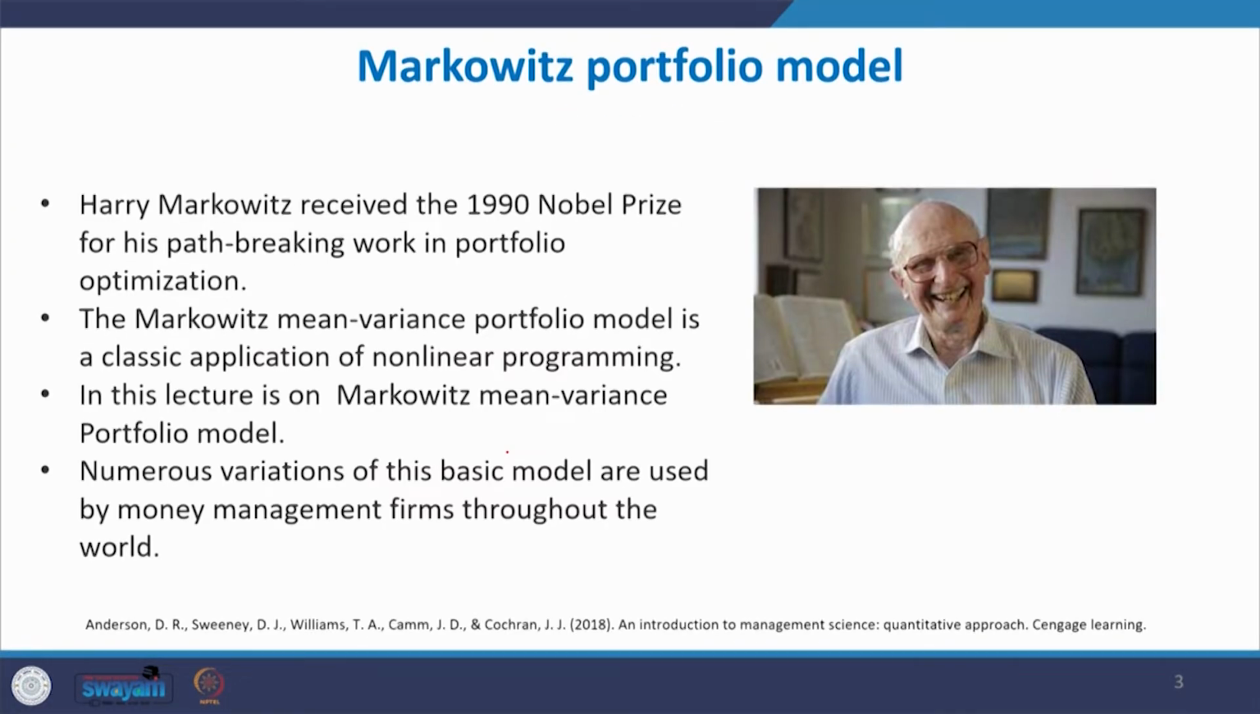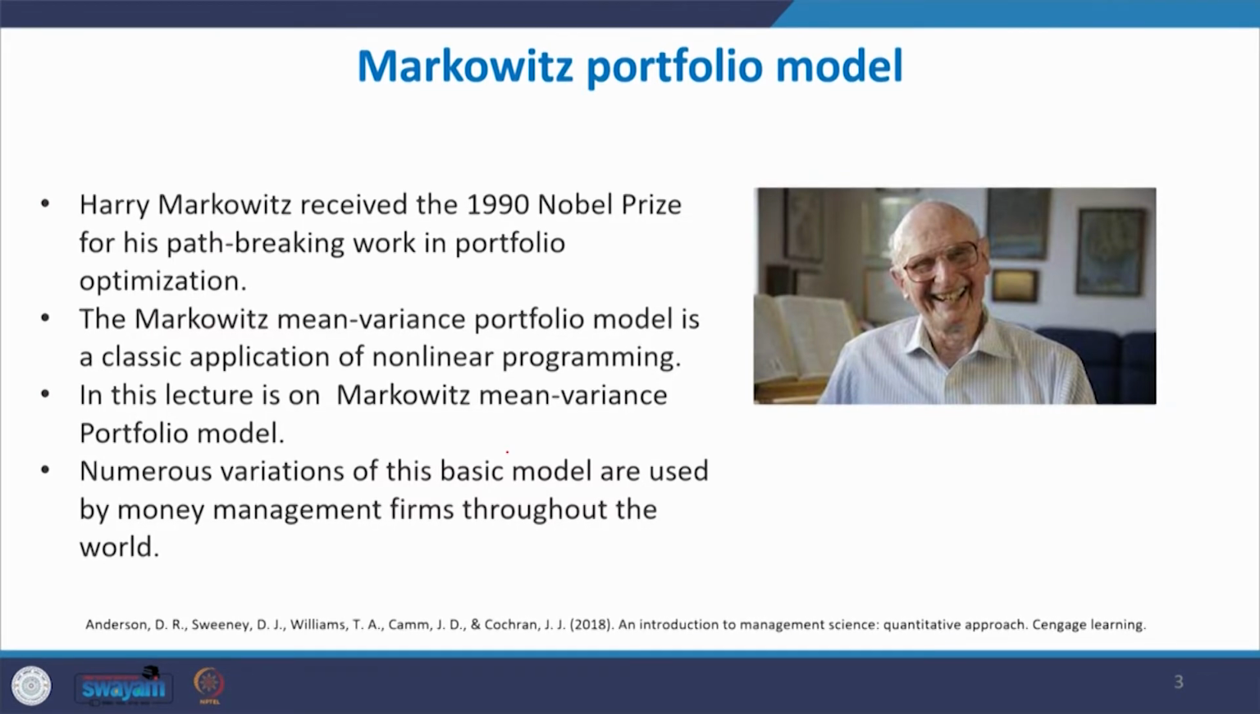Harry Markowitz received the 1990 Nobel Prize for his path-breaking work in portfolio optimization. This economics professor, Harry Markowitz, received the Nobel Prize for the portfolio model, which I am going to discuss now. The Markowitz mean variance portfolio model is a classic application of nonlinear programming.